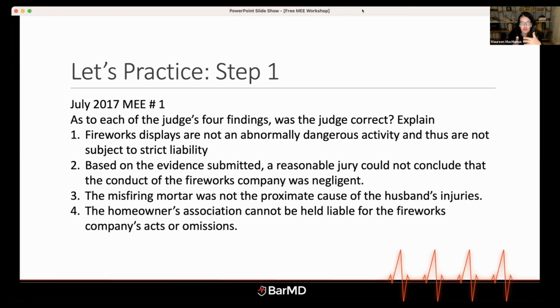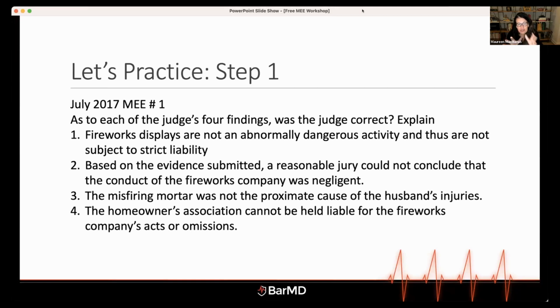As to each of the judge's 4 findings, was the judge correct? Remember, you want to answer the call of the question at the end. So, 1, fireworks displays are not an abnormally dangerous activity and thus are not subject to strict liability. We're just going to focus on that one. But let's look at these other 3. 2, based on the evidence submitted, a reasonable jury could not conclude that the conduct of the fireworks company was negligent. 3, the misfiring mortar was not the proximate cause of the husband's injuries. And 4, the homeowners association cannot be held liable for the fireworks company's acts or omissions.